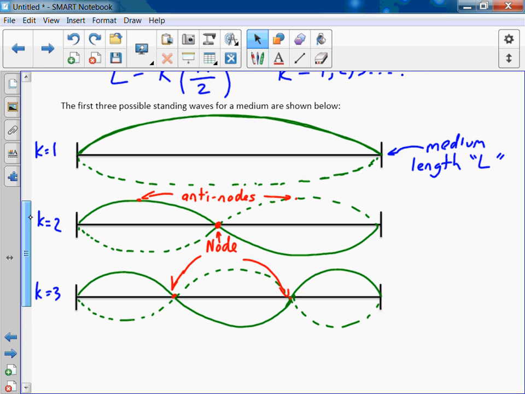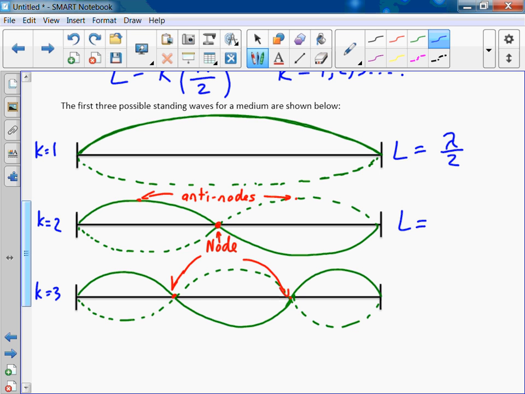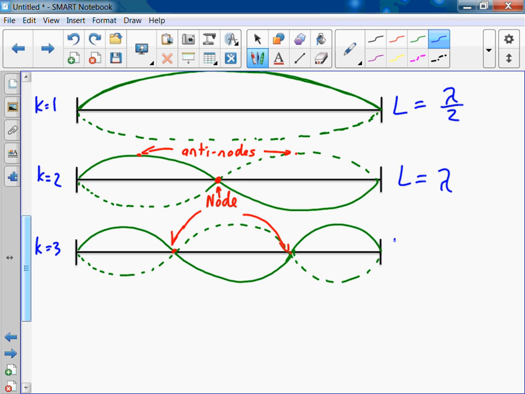I'm going to erase this to order this a little better. In this case, the length of the medium is equal to the wavelength over 2. In this case, the length of the medium is equal to the wavelength. And in the third case, where k equals 3, the length of the medium is 1.5 times the wavelength of the standing wave. All right, you can keep going for k equals 4 and so on.